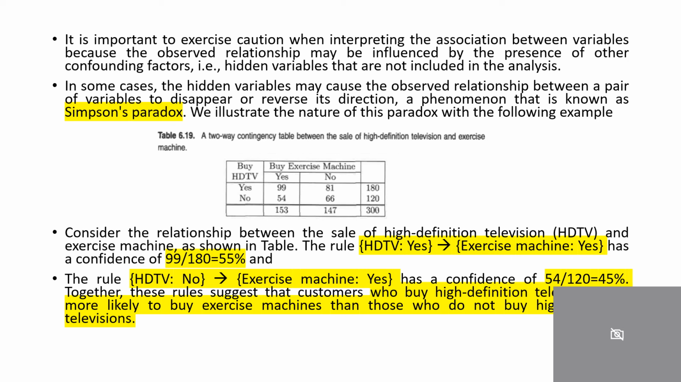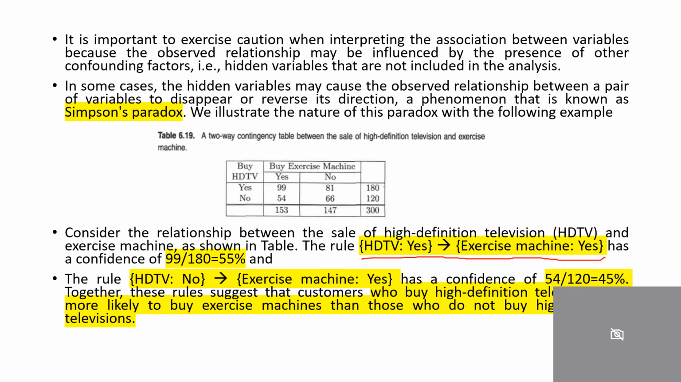Now, suppose you want to derive the relationship between the sale of the high definition TV, HDTV, and the exercise machine. In such a case, suppose the rule is HDTV yes. Please observe this rule. This rule says that the person who purchased the HDTV has also purchased the exercise machine. Now, how do you calculate the confidence of this rule?